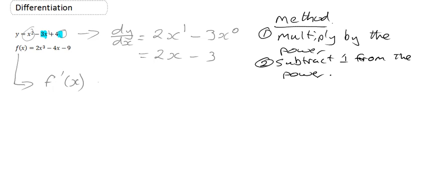So in each one of these I'm going to multiply by the power and then subtract 1 from the power. So 2 times 3 is 6. x, take 1 from the power. 3 take away 1 is 2. Minus 4x to the power 1. So 1 times 4 is 4. Take 1 from the power. Done. No x's. Finished. So if I differentiate 2x cubed minus 4x minus 9, I get 6x squared minus 4. Differentiation. Easy.